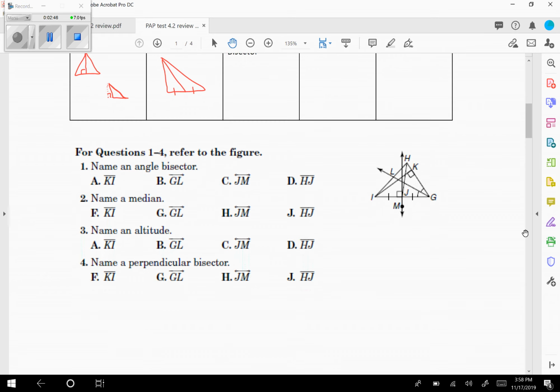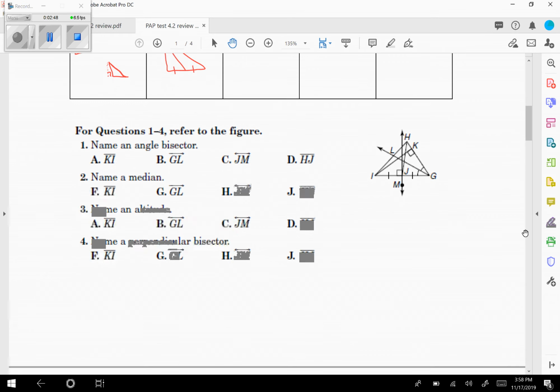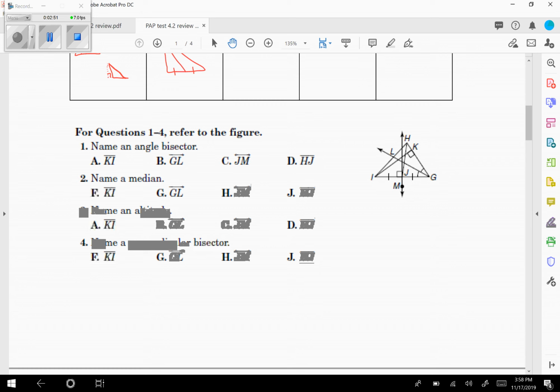All right. Next thing we have here, it says for questions 1 through 4, refer to the figure. And it says name an angle bisector, a median, an altitude, and then a perpendicular bisector. Okay, I'm going to go through and I'll do a few of them with you. The first thing here, I'll do name. Okay, we're going to do naming an angle bisector. Okay, so an angle bisector over here, look right there. We've got the angle cut in half, and that line is GL. So GL is an angle bisector.